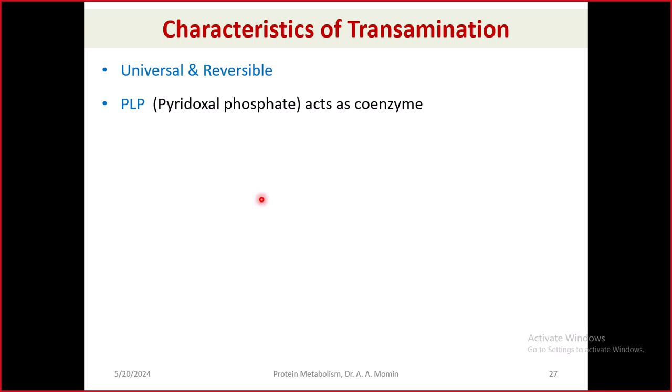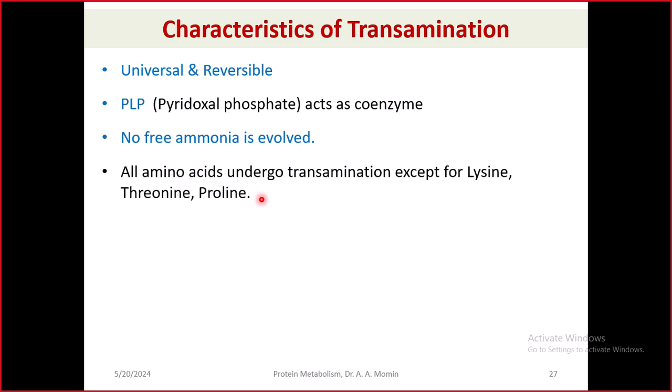The cofactor or coenzyme is PLP, pyridoxal phosphate, the active form of vitamin pyridoxine. Pyridoxal phosphate is required by all transaminases. No free ammonia is evolved. Do remember, the free ammonia is released in the next step, that is deamination. There is only transfer of amino group. There is no removal of amino group. All amino acids undergo transamination except lysine, threonine, and proline because of their complex structure.